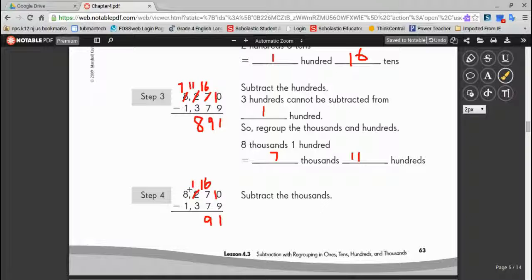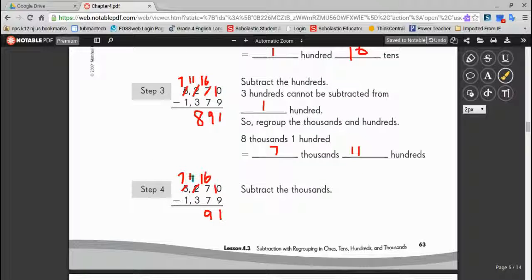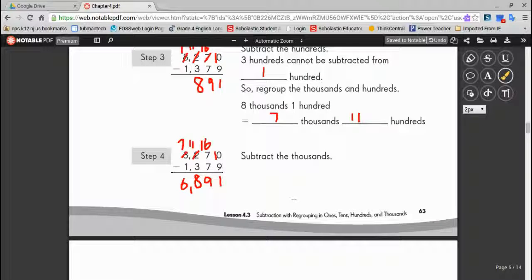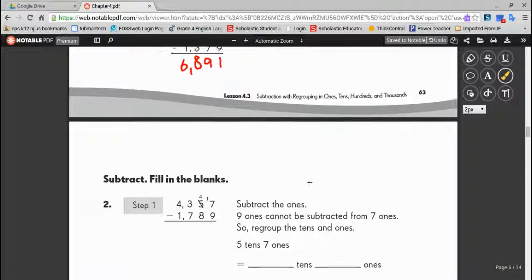Can't take away 300 from 100, so take 1,000 away. Add the 10 over here, because 1,000 is 10 hundreds. That's why we regroup. And now we can take it away. 11 minus 3 is 8. And then here we go. Step 4, subtract the thousands. 7 minus 1 is 6, or 7,000 minus 1,000 equals 6,000. So my final answer is 6,891.